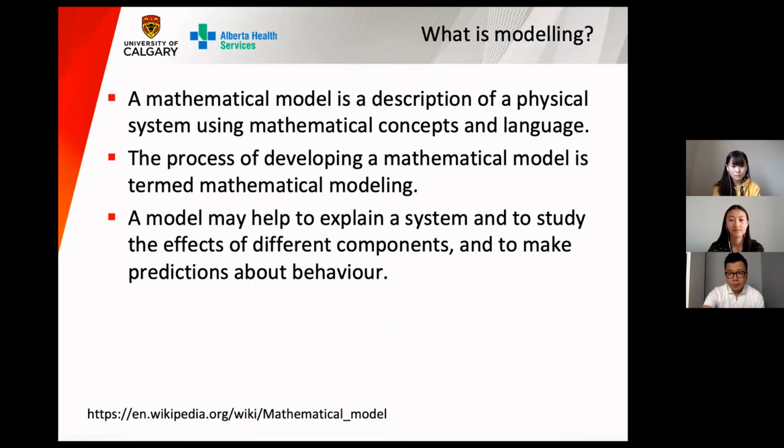So I'm just going to move this panel. What is modeling? According to Wikipedia, it's a description of a physical system using mathematical concepts and language. And the process of developing that mathematical model is termed mathematical modeling. A model may help to explain a system and to study the effects of the different components and to predict about behavior.